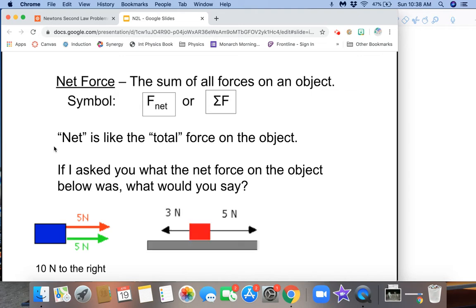Now, another example. We have 5 newtons to the right, and we have 3 newtons to the left. What would you say the net force on that object is?